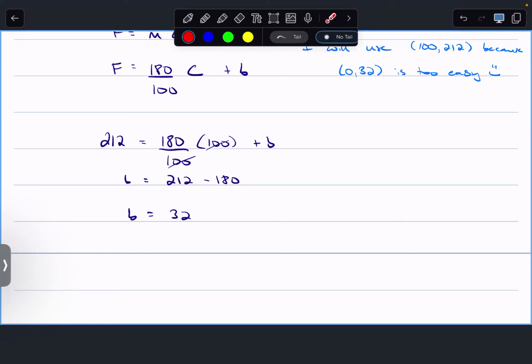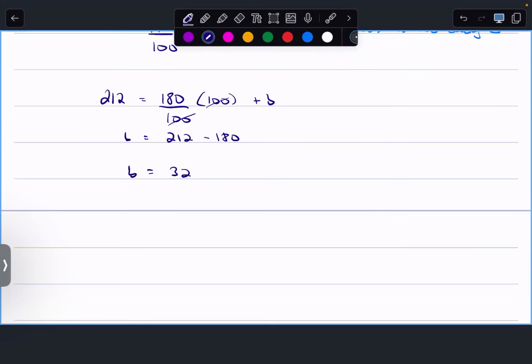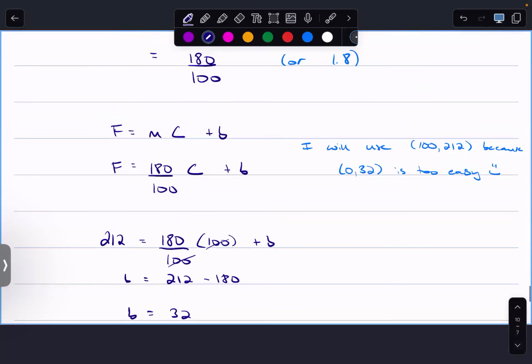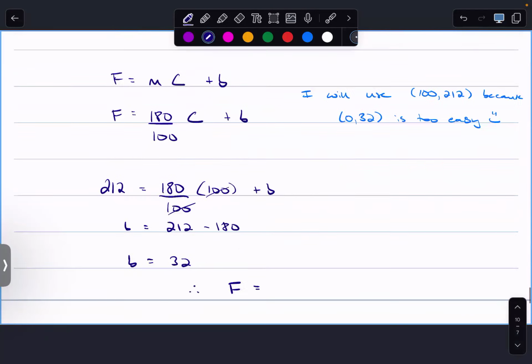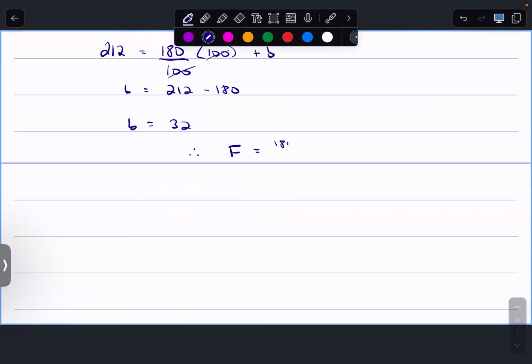So then that equation would be degrees Fahrenheit, or let's just call it F. F is 180 divided by 100 times the Celsius plus 32. Or 1.8.